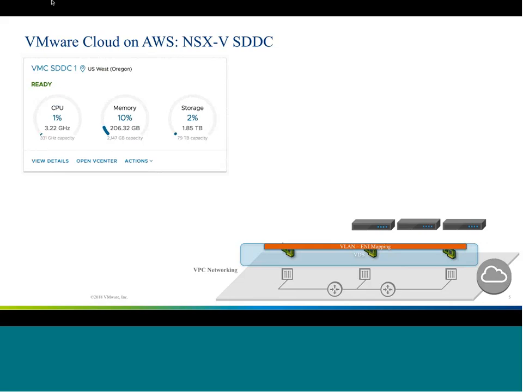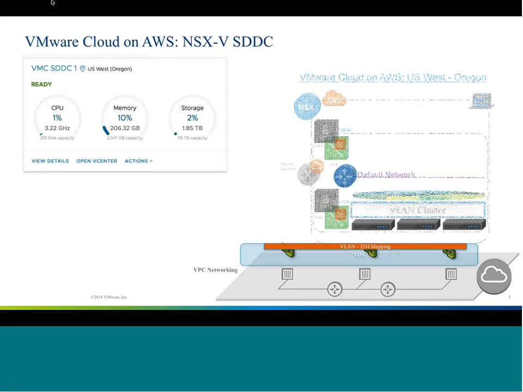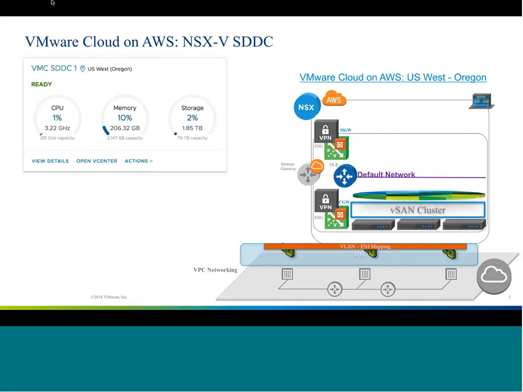So you go to the VMware Cloud on AWS portal, you deploy your SDDC, okay? When you deploy your SDDC, a number of things happen automatically in the background, right? All this stuff gets deployed for you. vSphere, vSAN, NSX. And all of this gets deployed and configured.